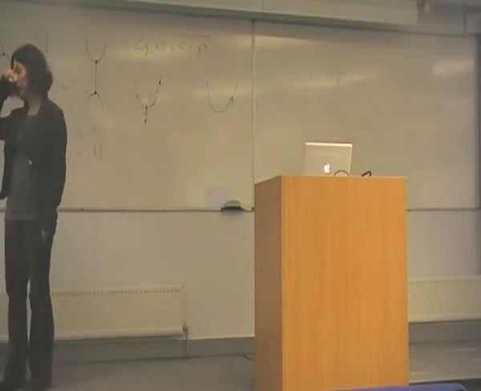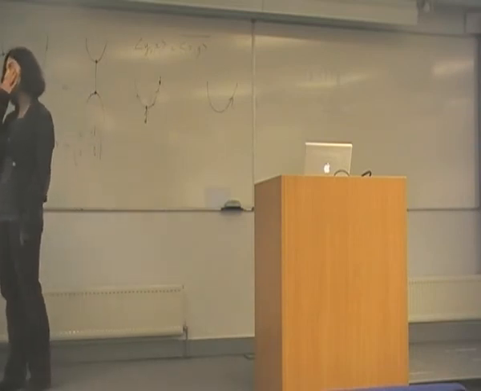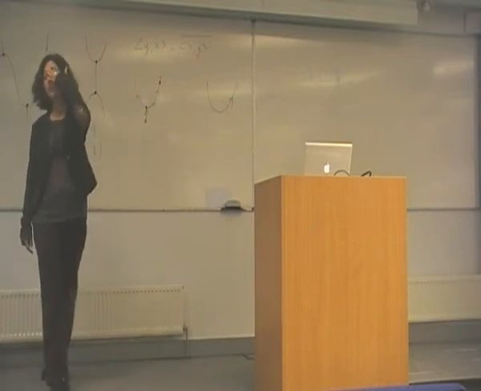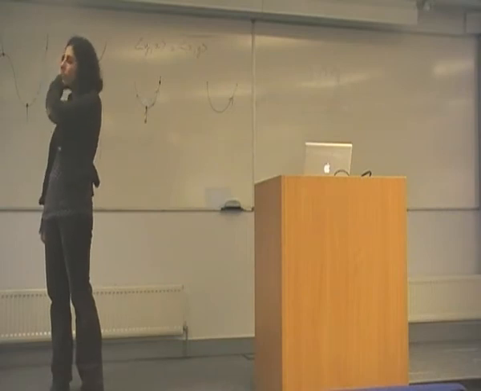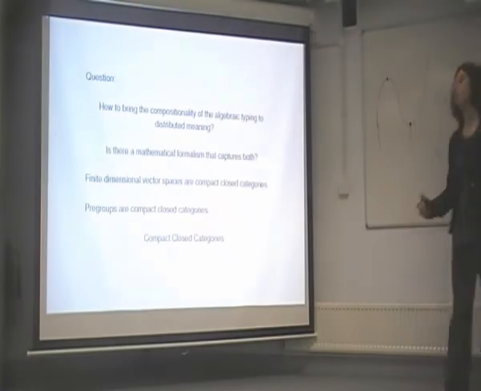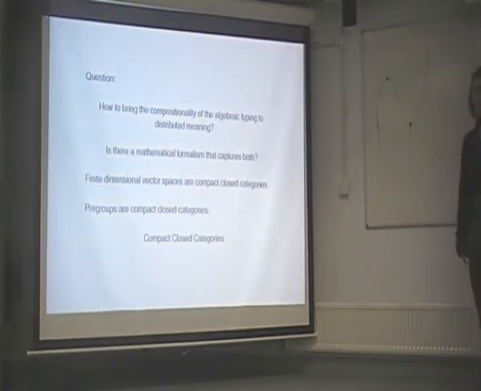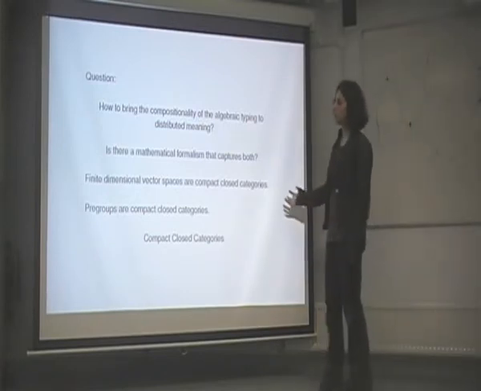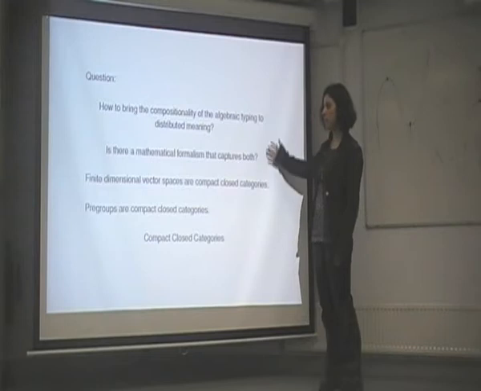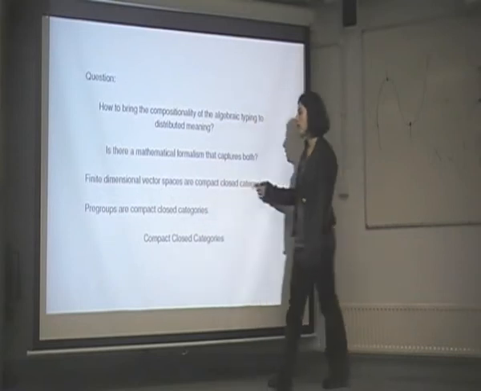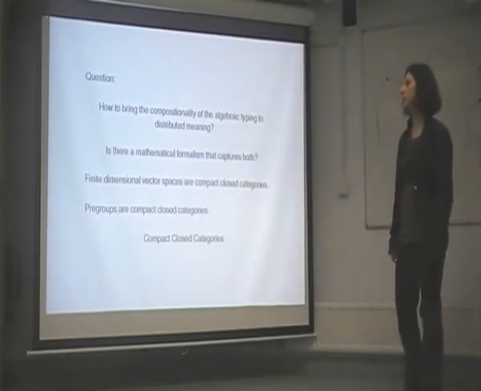So the question is, how to bring the compositionality of the algebraic typing to this distributed meaning, so that you have some numbers based on your bases for words, and then you want to put it together to get the meaning of a sentence. So that's what Stephen Clark was looking for. And he had some ideas of putting these vectors together using the tensor product. So we thought, what mathematical structure actually captures both the algebraic ways of analyzing the syntax and these distributional ways of analyzing the semantics.